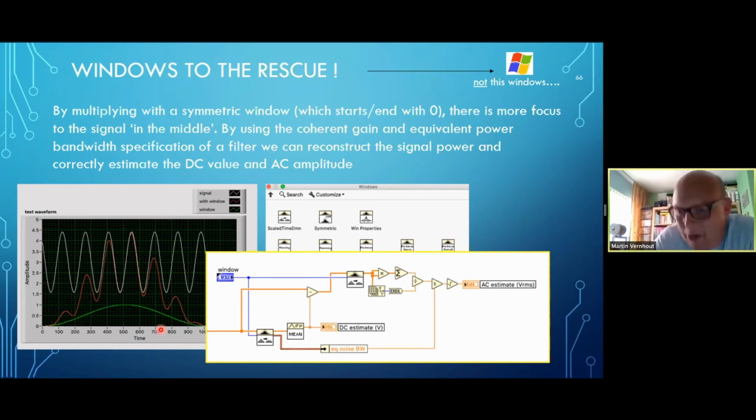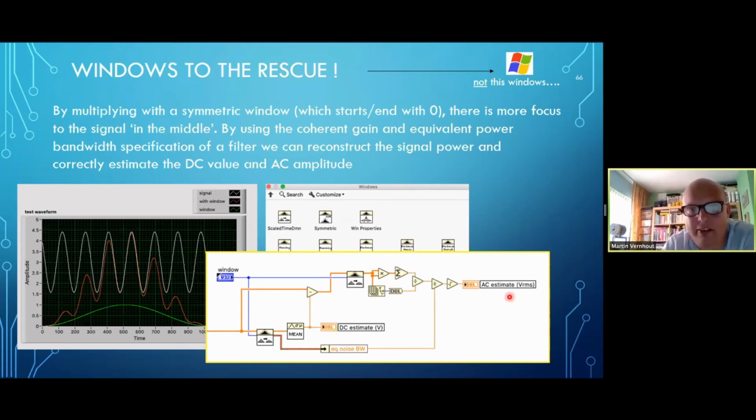Can we then calculate it? Yes, we can. We focus more on the middle, so the end effects are not used anymore. And by multiplying by the coherent gain and the equivalent power bandwidth, you can estimate your DC and AC value. So the first step would be to multiply by that filter, calculate your mean, and subtract the mean from the original signal. Now we only have the sine wave left. There we apply the window again. We sum everything up. We do the RMS thing. So we actually calculate the root mean square, and ultimately we estimate what the AC value is.